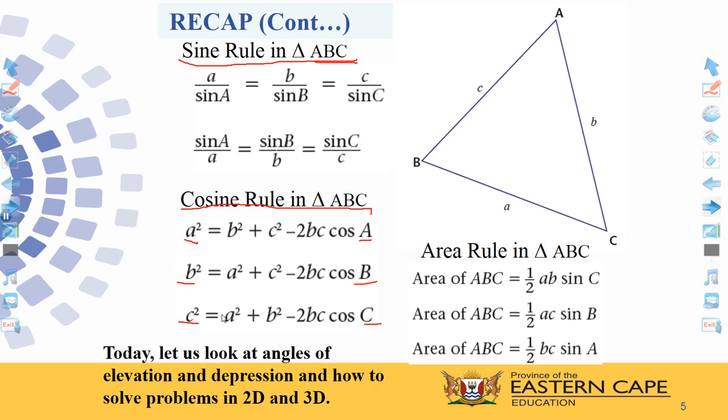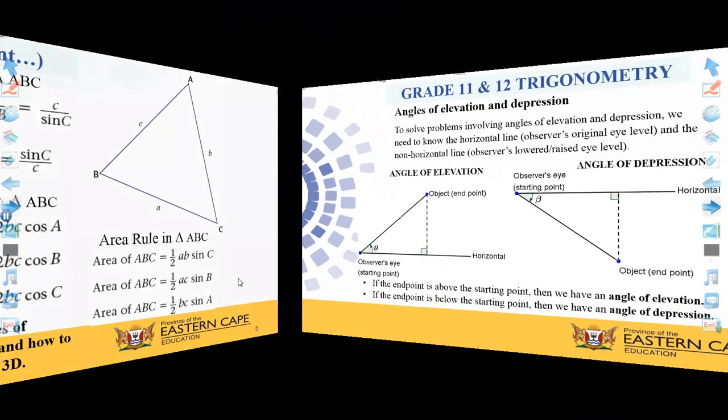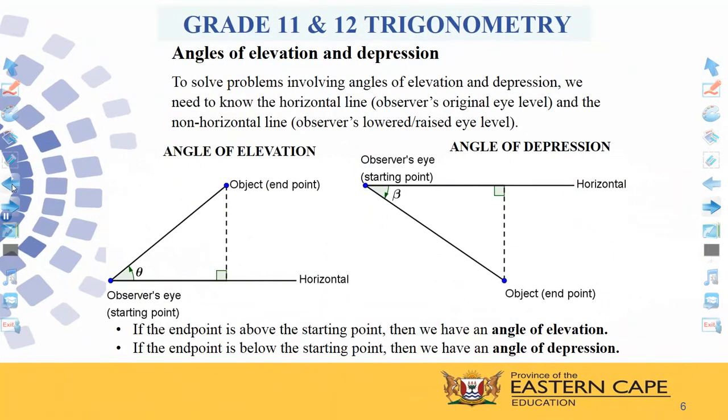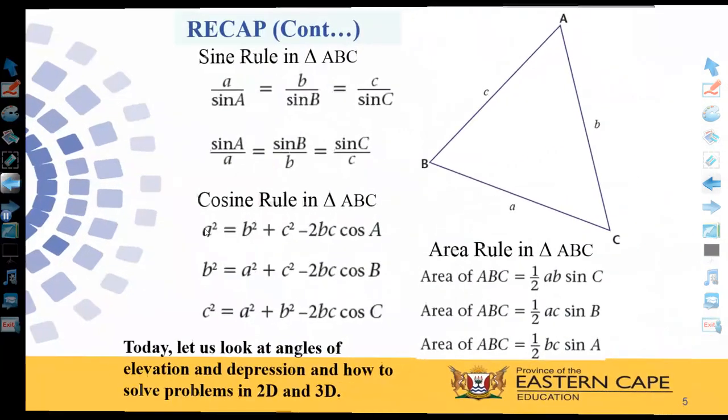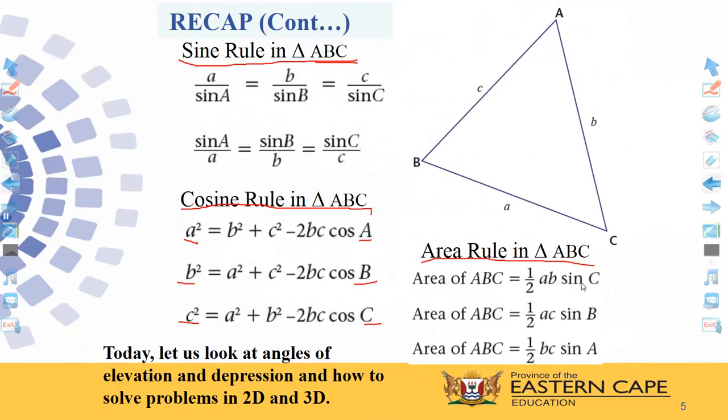C squared is equal to A squared plus B squared minus 2BC cos C, because the subject of the formula was C, right? Then last but not least, the area rule in triangle ABC. You remember it's A, B, C. So all the three letters must appear. So if you want to use angle C, then you must make sure that you use the other two sides, which is A and B.